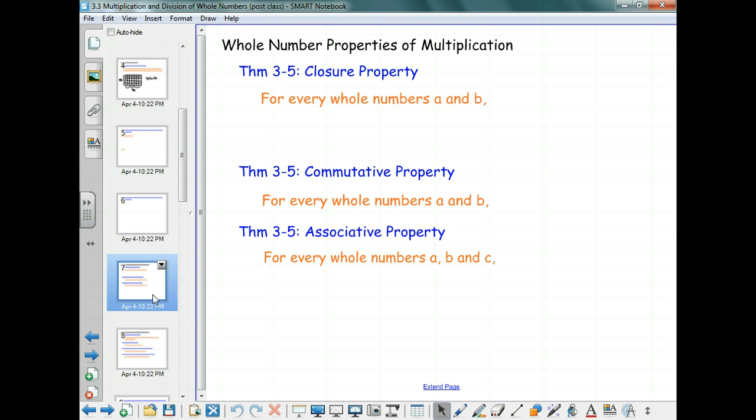All right, closure property. We talked about closure before. Closure is the idea that if all the whole numbers were floating around in the air in here, before we did it with addition, we added two whole numbers together, we get another whole number. We don't have to open the door to go get it, right? Because it's still here. Closure works for multiplication the same way. You multiply two whole numbers together, you get another whole number. So for every whole numbers A and B, A times B is a unique whole number.